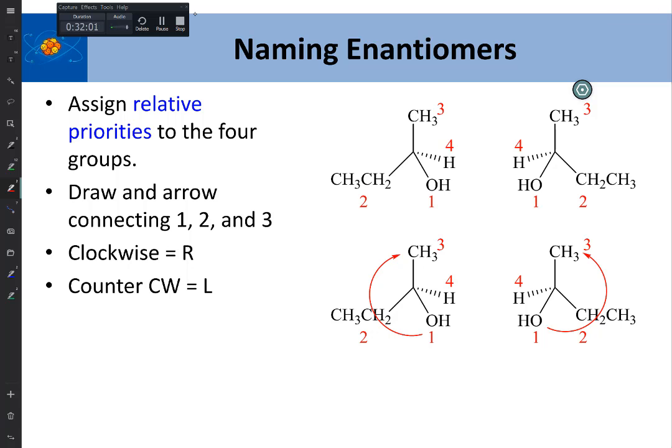Okay, so now what we're going to do is assign priorities and assign a configuration to the stereocenters. I already did it on here. This is O, so it's number 1 priority. This is a carbon attached to another carbon, so this is number 2 priority. Hydrogen always loses, no matter what. If you have hydrogen, it's number 4, so you can give it a 4 right away. And then CH3 is number 3. Okay. So now, imagine this is your car.